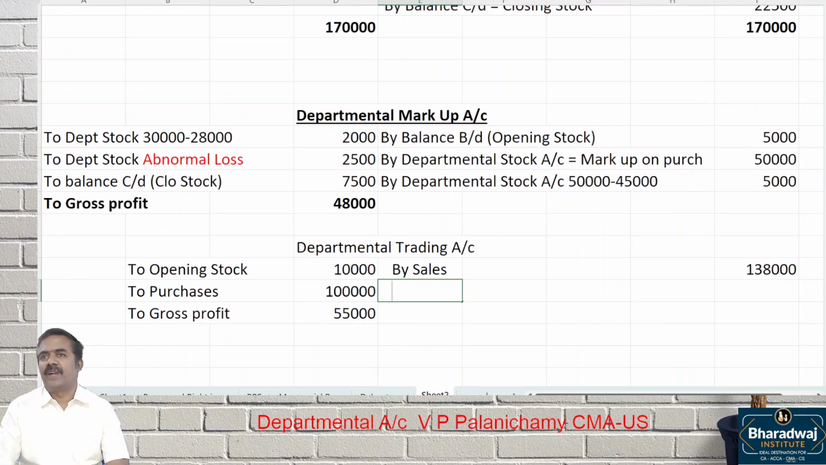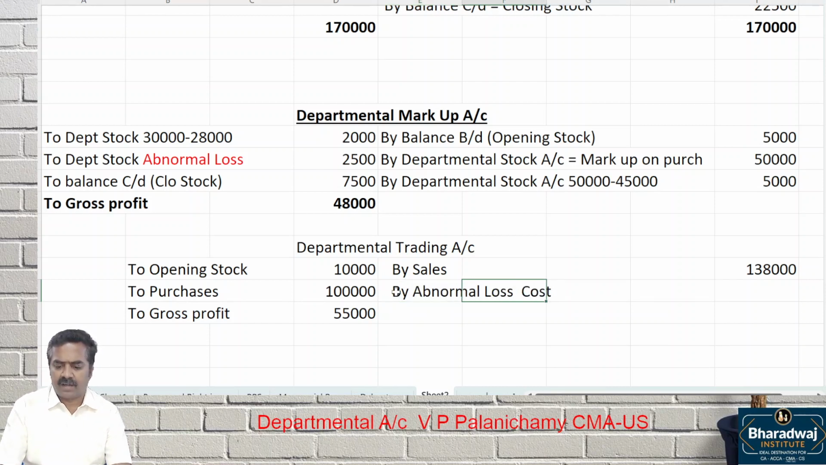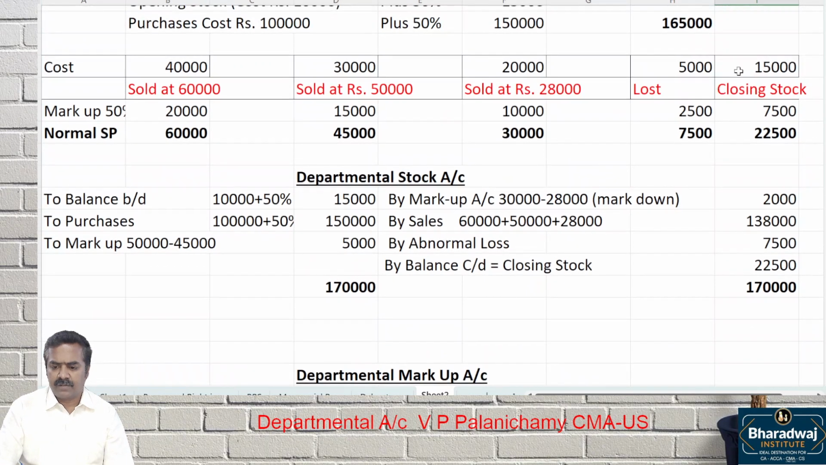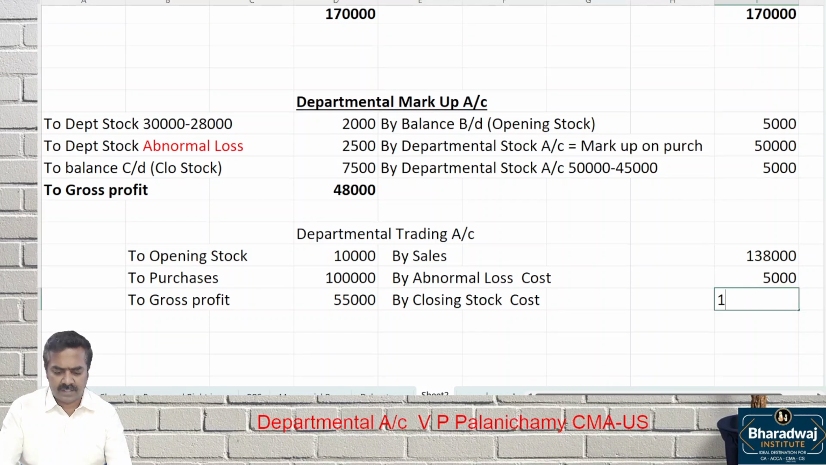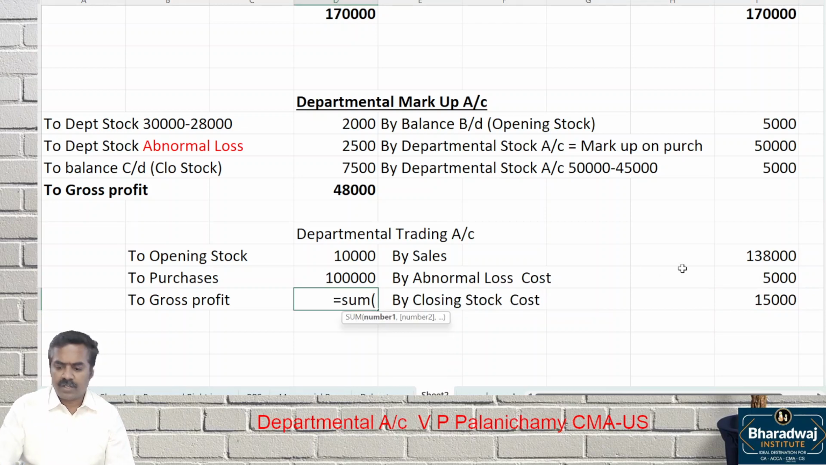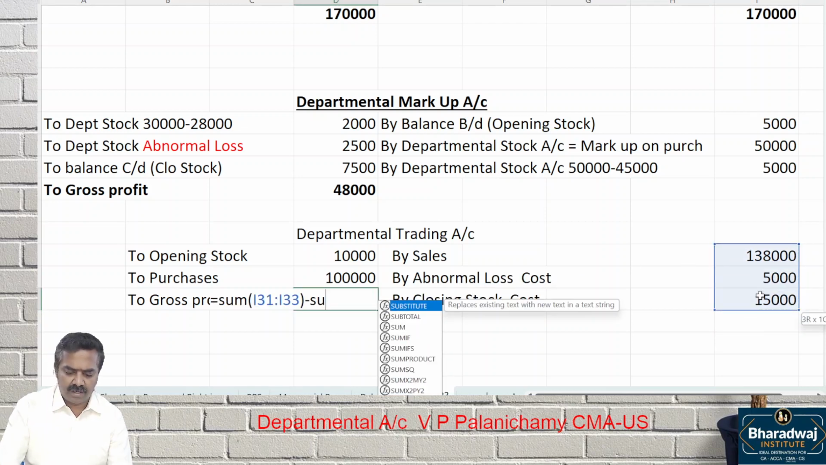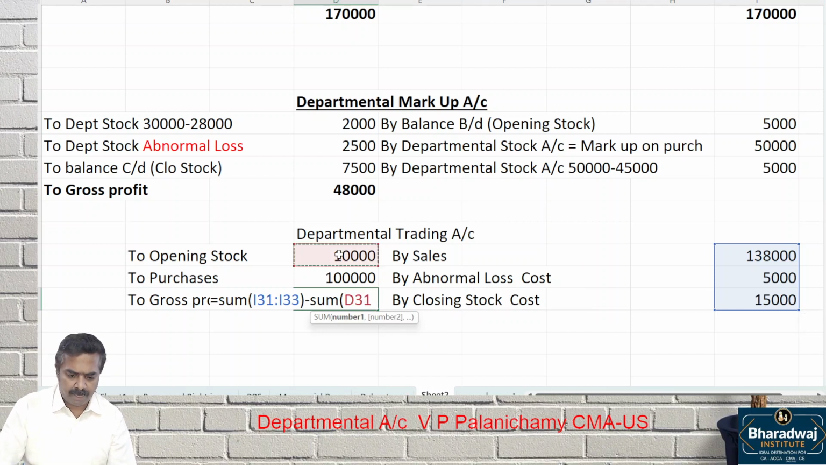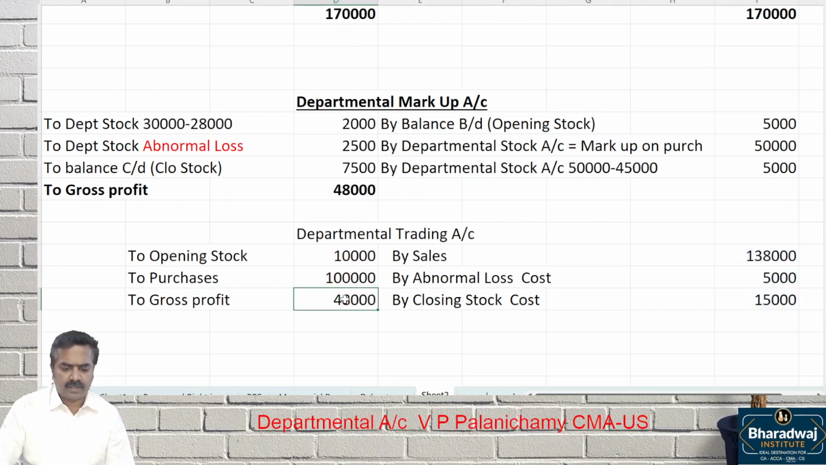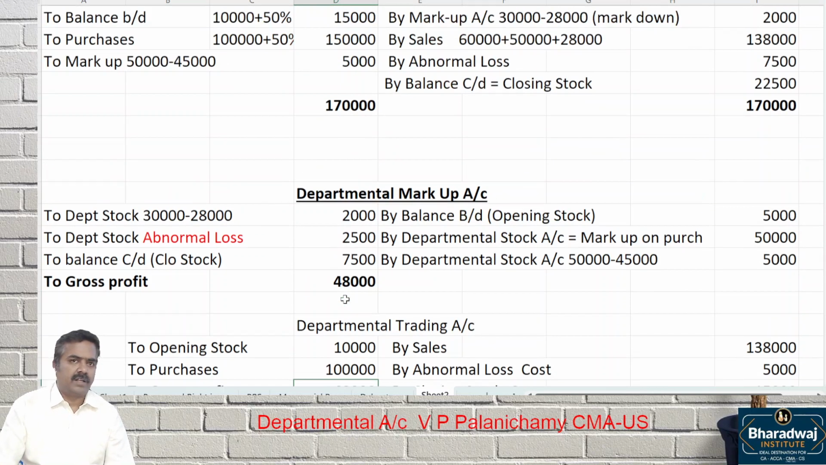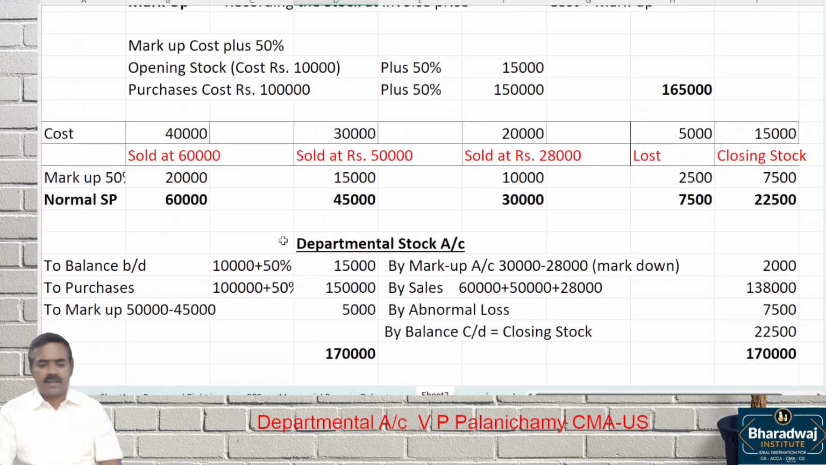What is the journal entry for abnormal loss? Abnormal loss is accounted to trading account. By abnormal loss, here we will record in trading account at cost price. What is the cost price? 5,000. By closing stock, what is the closing stock cost price? 15,000. When you tally this, you should get the same gross profit. This is your regular books of accounts. How much do you get? 48,000.